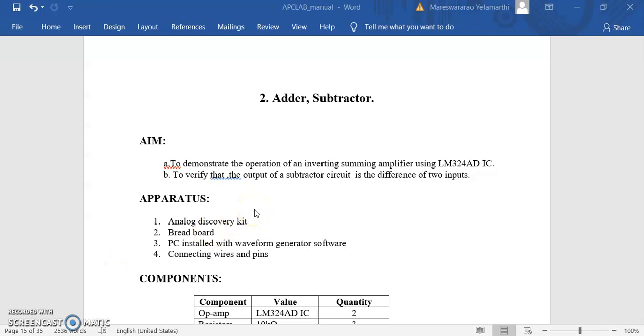Okay, good morning. Our next circuit is the op-amp subtractor. One of the important applications of an op-amp is that it can be used as a subtractor. This subtractor circuit will produce the difference between two input signals.